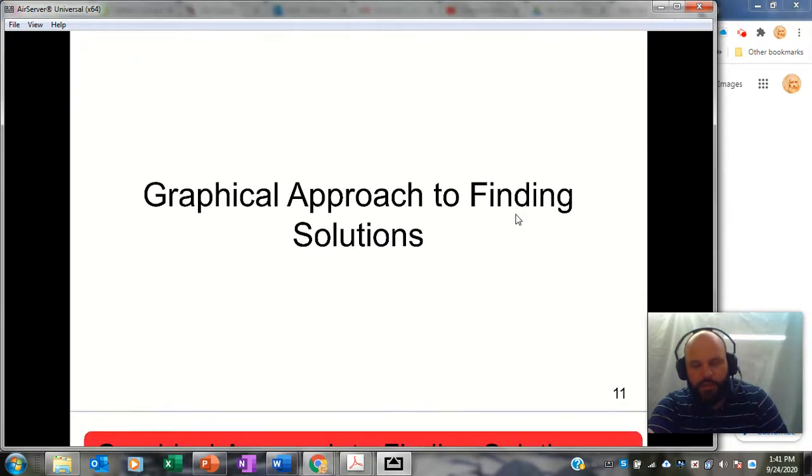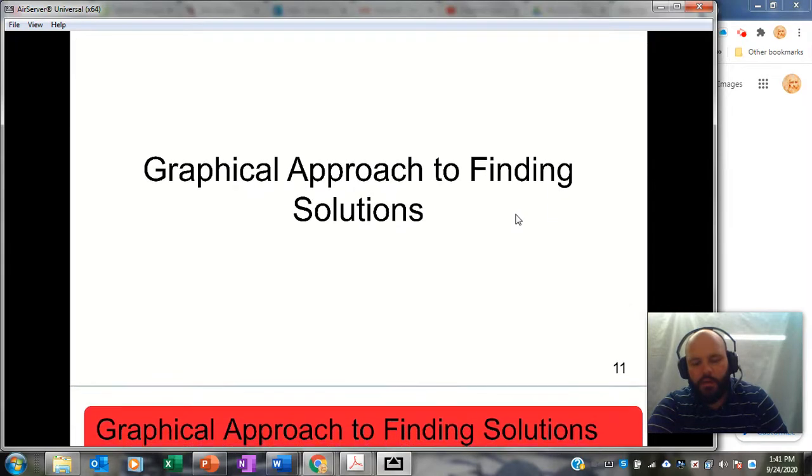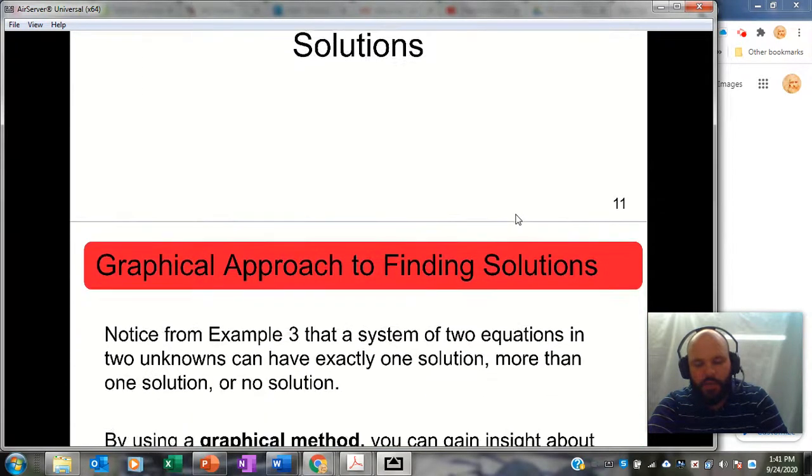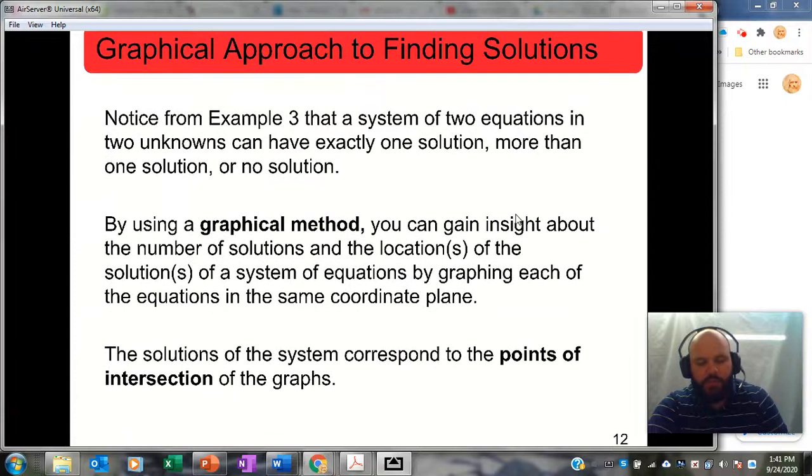Today, we're going to look at something more than just systems of linear equations. So you can see right here, it says, notice from example 3 that a system of two linear equations in two unknowns can have exactly one solution, more than one solution, or no solution. And I talked about this last time, in the video I posted for the first section, that there are three things that can happen whenever you graph two lines. And I'm going to show you a picture of that in a second.